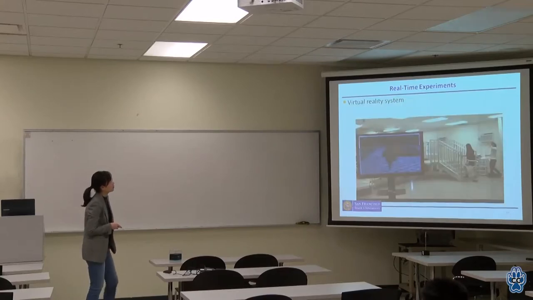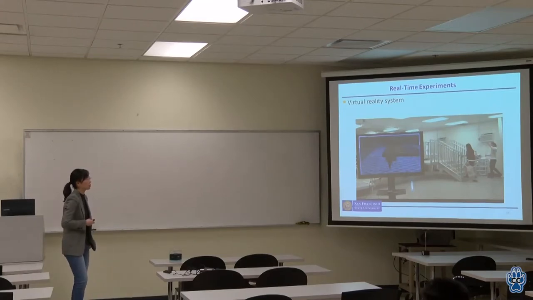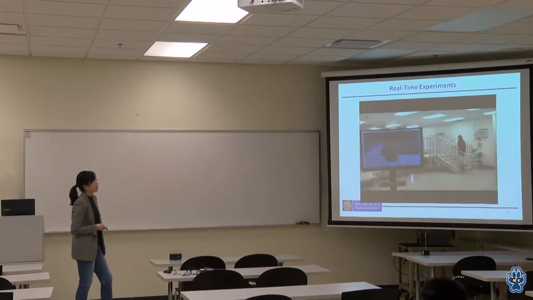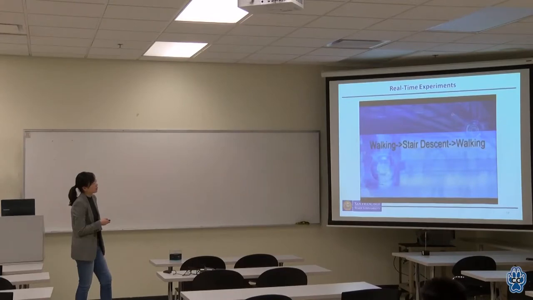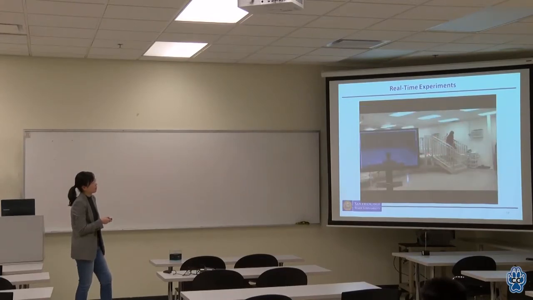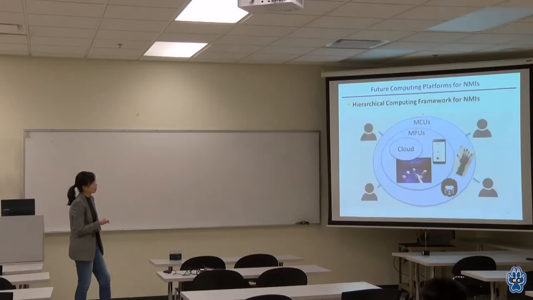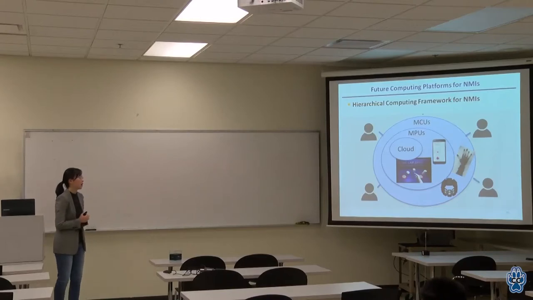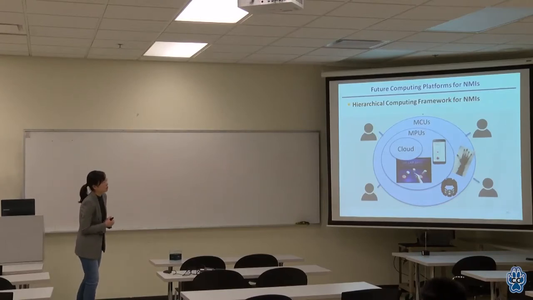Okay, and we have also developed other evaluation platforms. Instead of just simply displaying the text of the decision, we also developed a virtual reality system to reconstruct our lab environment virtually. And this is a video showing how this neural machine interface is actually driving the motion of the avatar in this virtual reality system. It's a little bit too dark, but now it goes from level ground walking to stair descent, and then level ground walking again. Okay, so these are some experiments on the testing of our embedded prototype for neural machine interface for lower limb prosthesis control.